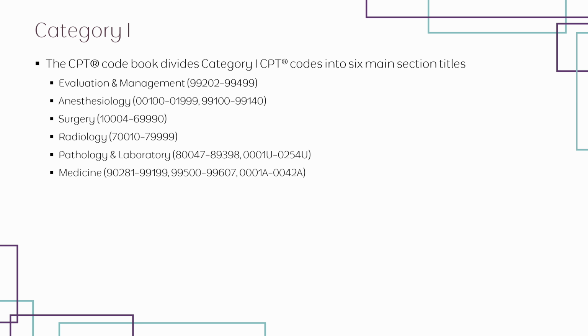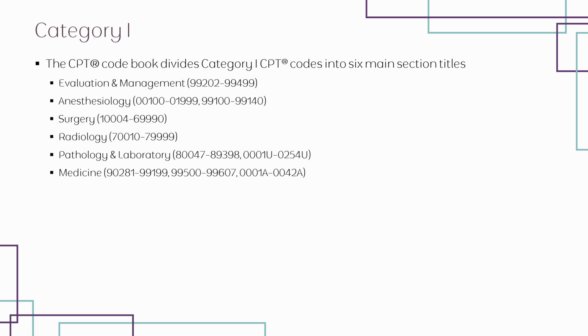Now, let's talk about how the Category 1 CPT codes are organized within your CPT codebook. Category 1 codes are divided into 6 main sections. These sections are your evaluation and management, anesthesiology, surgery, radiology, path and lab, and medicine. Each of these sections will be grouped by the type of service or procedure that is provided, which helps make it easier to navigate the book more efficiently.